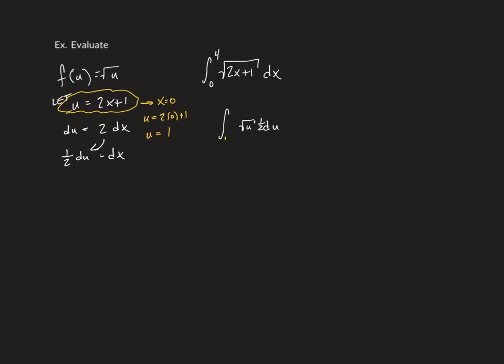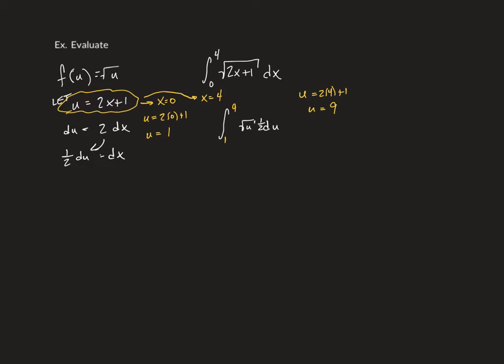So I need to make sure that I change my boundary to go from 1 to, okay, well, let's see what happens when x is 4. All right, well, in that case, I'm going to have 2 times 4 plus 1 because u represents that expression. And so that's going to be 9. So now my integral goes from 1 to 9 once I rewrite it with my u-substitution.